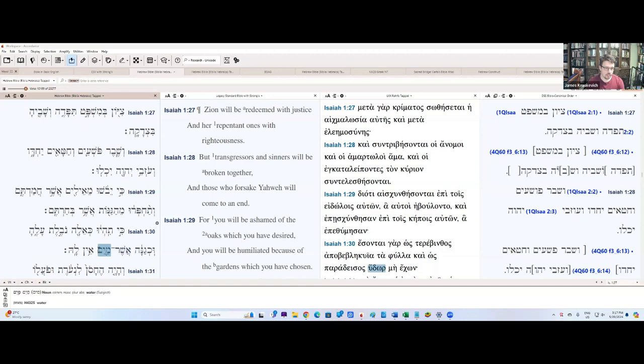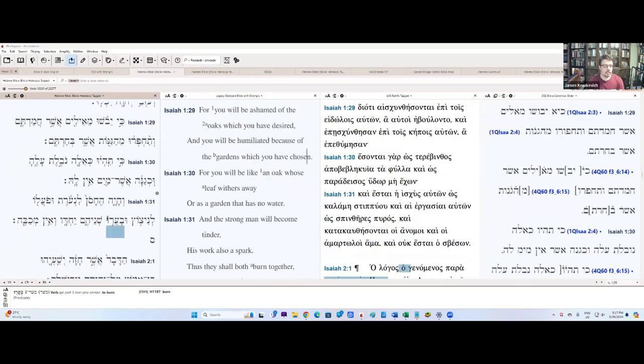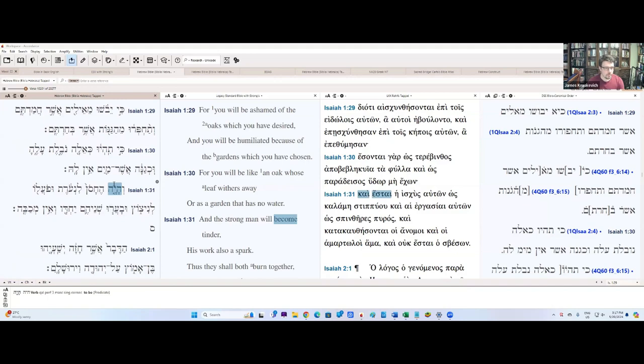So what's a garden that does not have water? Well, everything's dead and dry. So what happens to dead old trees and dead old gardens? Well, just scroll down a bit. The strong one will become like tinder, and his works will be made into a spark, and they will burn both of them together, and there will be no one to quench it.